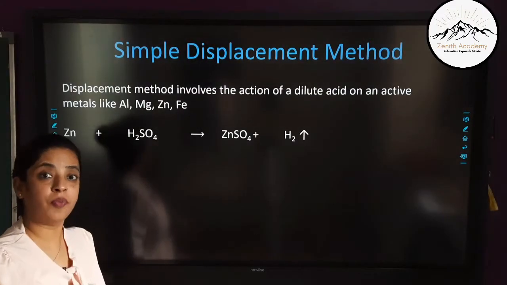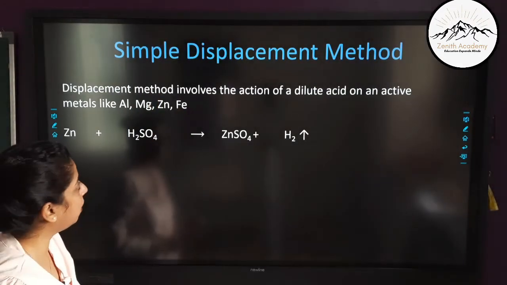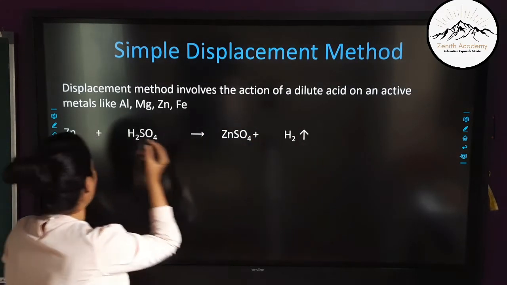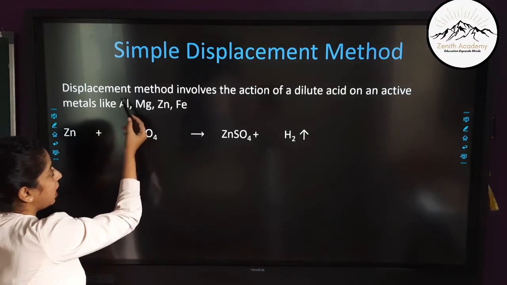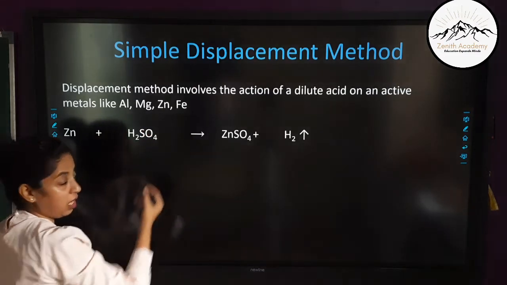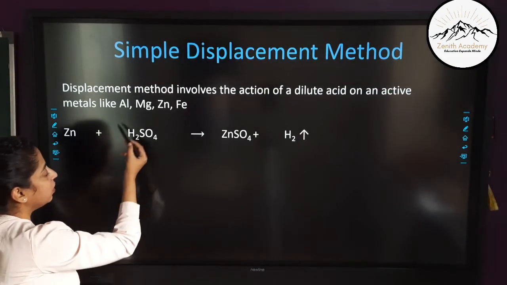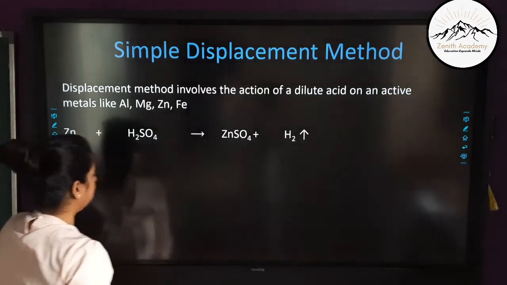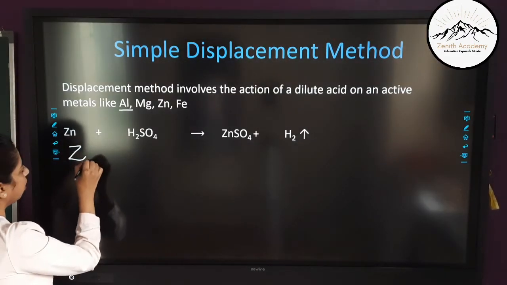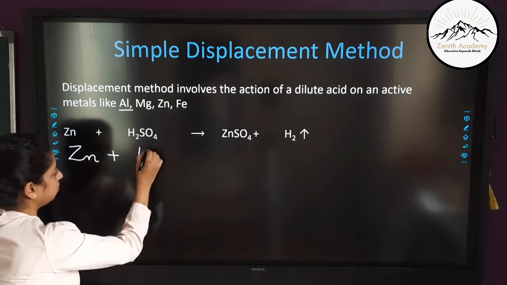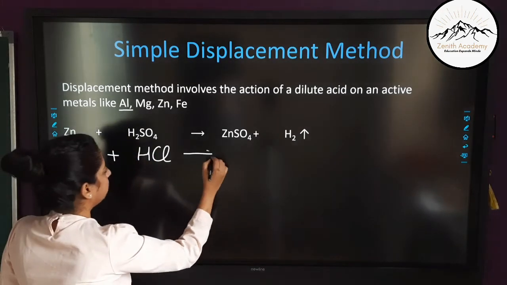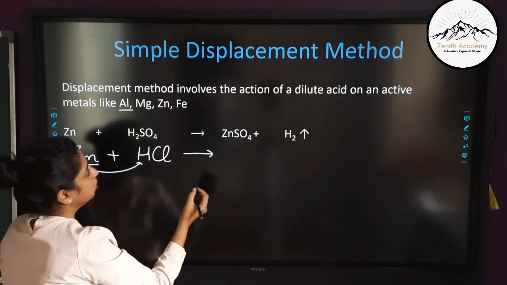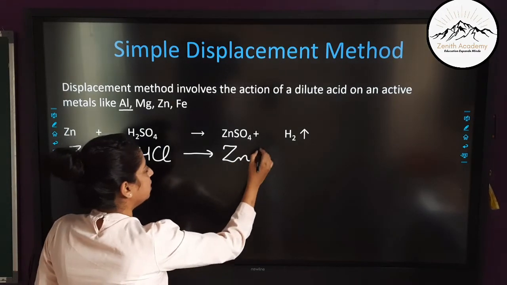Now let's talk about the formation of salts from simple displacement method. So displacement method involves the action of dilute acid on an active metal. So if there are active metals like aluminium, magnesium, zinc and iron, then we can react them with dilute acids and form their respective salts, and hydrogen is released. So now let's react zinc with another dilute acid, that is HCl. Then it will form, see, this zinc will go and kick out this hydrogen and will take its place. So we can write ZnCl2.